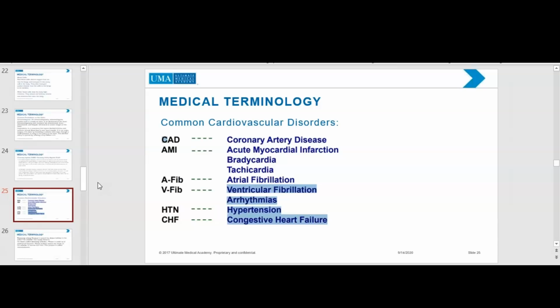Okay, here's a list of some common cardiovascular disorders. We're going to talk a little bit about these. So CAD, coronary artery disease, AMI, which is an acute myocardial infarction, and bradycardia, tachycardia, atrial fibrillation, which is AFib, VFib is ventricular fibrillation. Then you have arrhythmias, hypertension, and congestive heart failure.